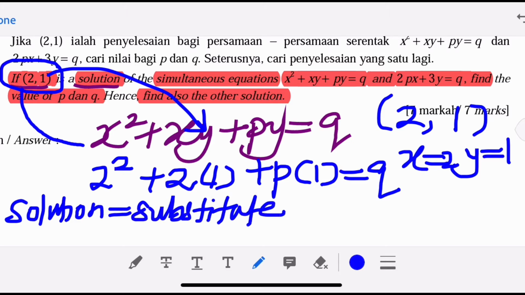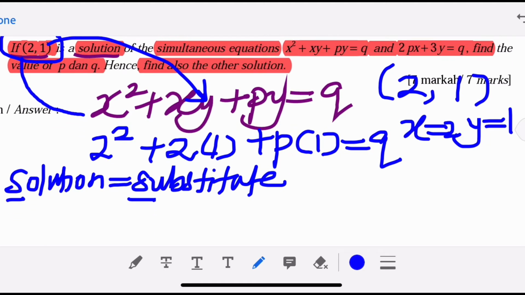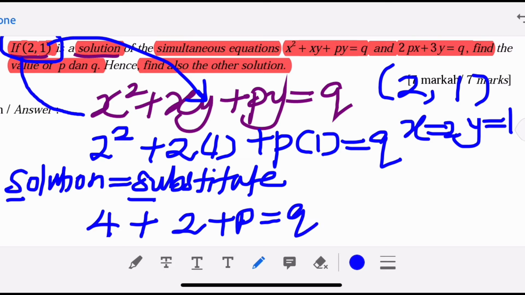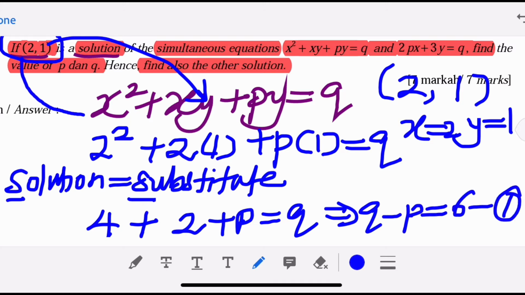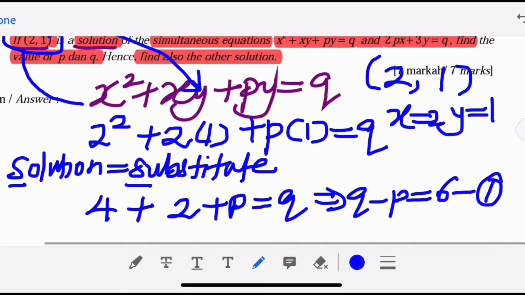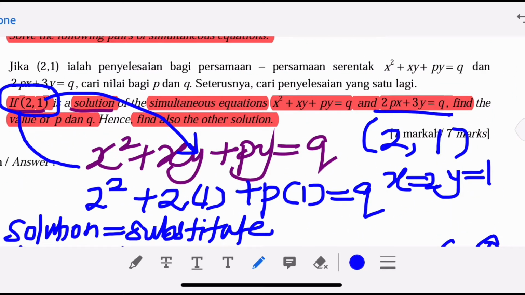Okay, substitution. Start with the first equation. After you substitute, you simplify to the simplest form. So 4 plus 2 plus p equal to q. Now from here we can write q minus p equal to 6. This is number 1. Okay, so we can substitute into another equation.